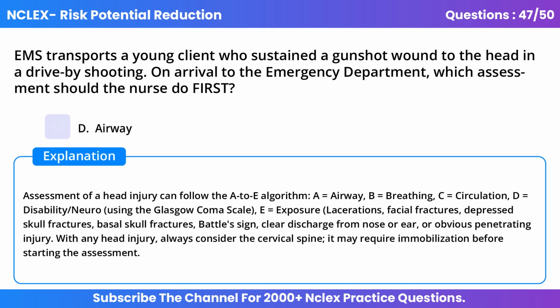Assessment of a head injury can follow the ABCDE algorithm: A equals airway, B equals breathing, C equals circulation, D equals disability neuro, using the Glasgow Coma scale. E equals exposure: lacerations, facial fractures, depressed skull fractures, basal skull fractures, Battle sign, clear discharge from nose or ear, or obvious penetrating injury. With any head injury, always consider the cervical spine. It may require immobilization before starting the assessment.